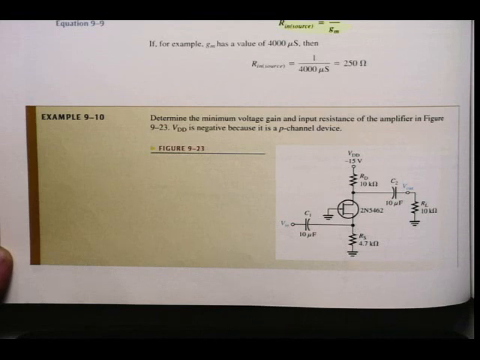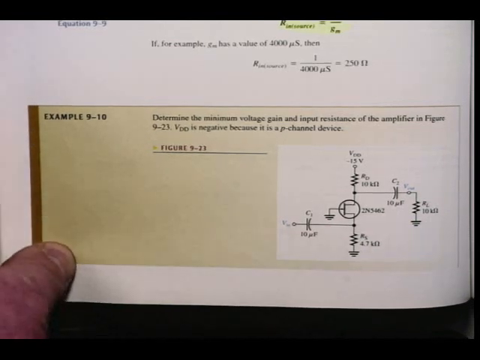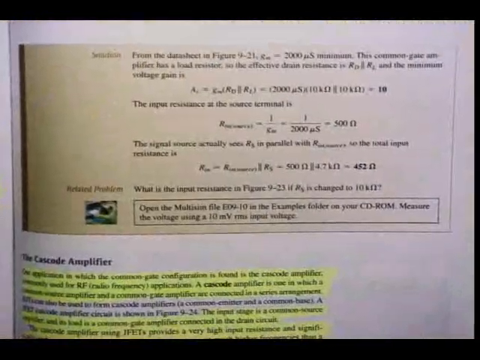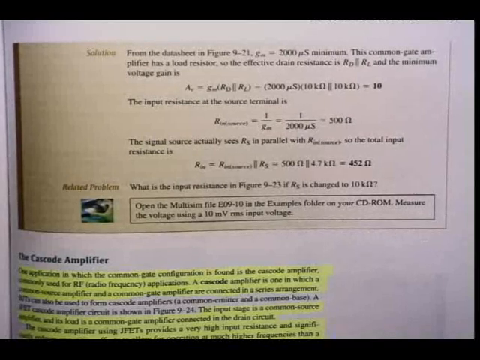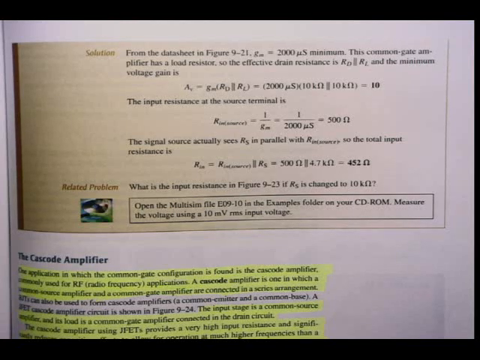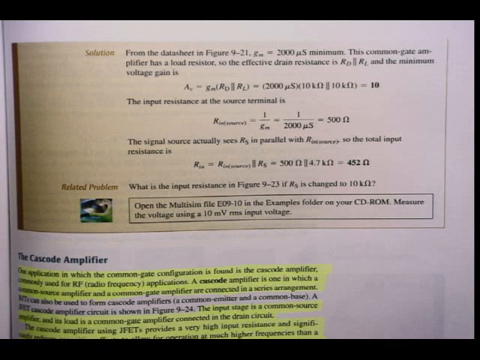Alright, again, it is not mentioned what configuration of amplifier this is. So you can see it's important that you recognize the configuration of amplifier so that you know which formulas to use. Anyway, let's have a look at the solution on page 543. From the data sheet in figure 9-21, gm is 2000 microsiemens minimum. Go and test yourself, see that you can find that value from the data sheet. Okay, you have to be able to find the value from the data sheet to be able to do the problems, of course.